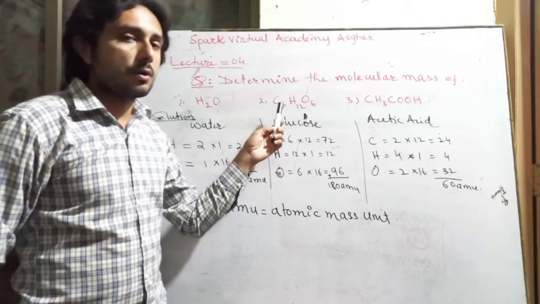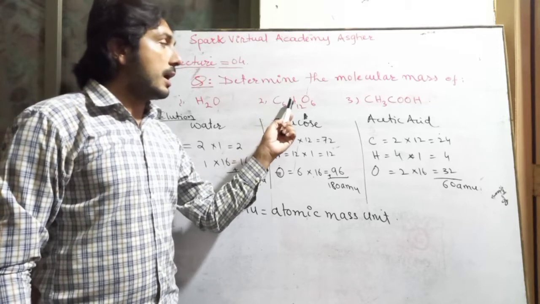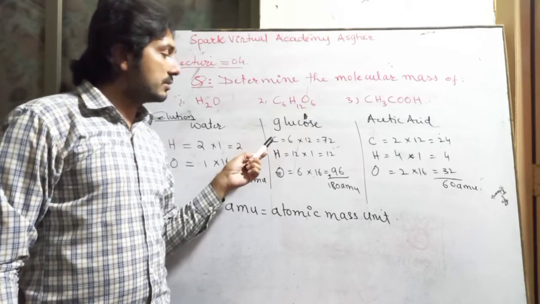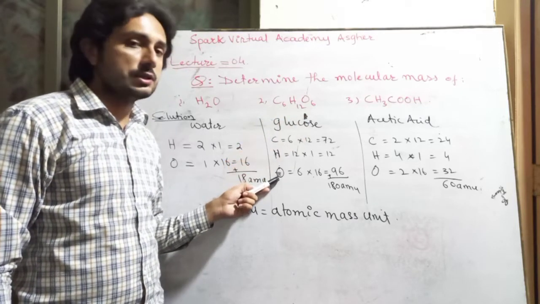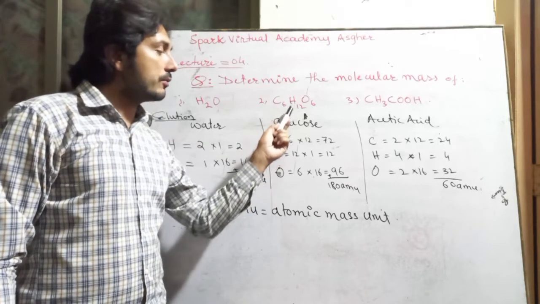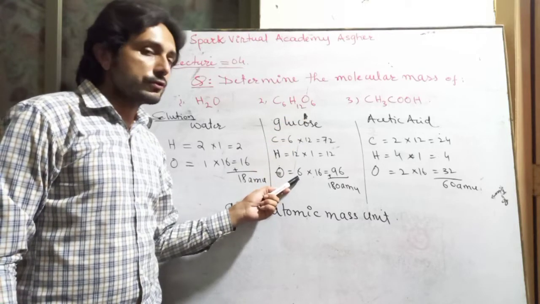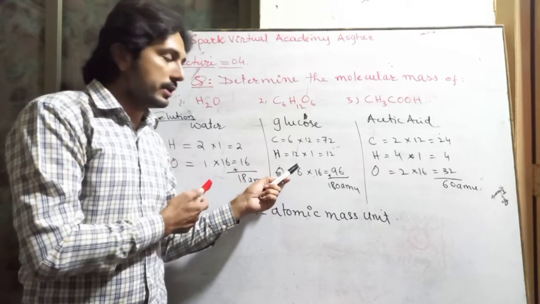Same is the case with glucose here again. We have three different elements in glucose: carbon, hydrogen, and oxygen. We have to place these like this: carbon, hydrogen, and oxygen. We have 6 atoms of carbon, so we put 6, 12 for hydrogen, and 6 of oxygen again. Then we have to multiply them with their respective atomic masses.